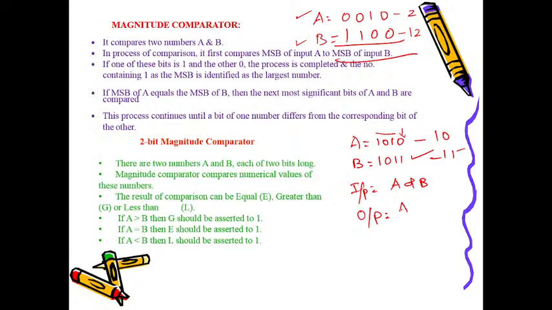What are the outputs? A greater than B, A less than B, or A equal to B. These are the possible outputs a magnitude comparator circuit could have. So always remember: two inputs, three outputs.